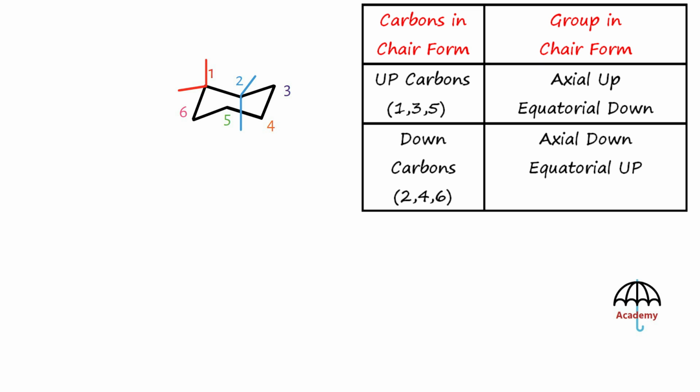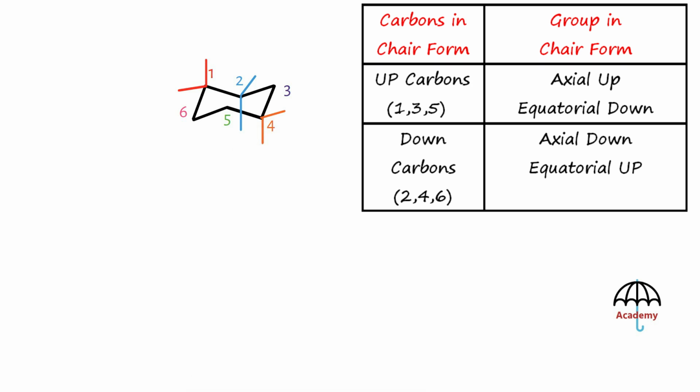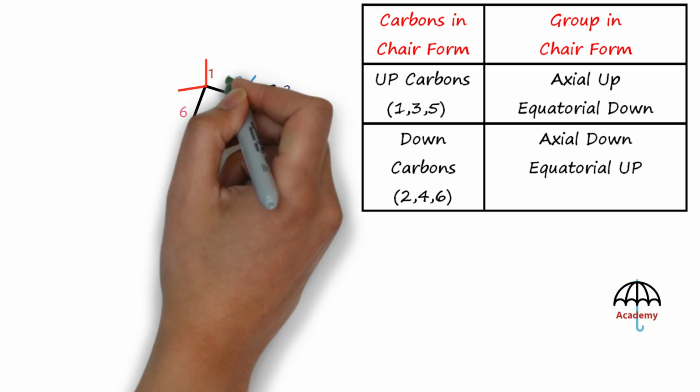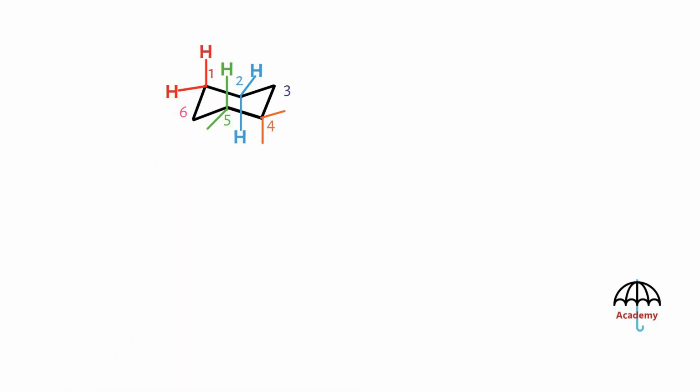C4 is also pointing down. So its axial is down and equatorial up. C5 is up. So its axial is up and equatorial down. Draw the axial and equatorial hydrogens on these carbons.